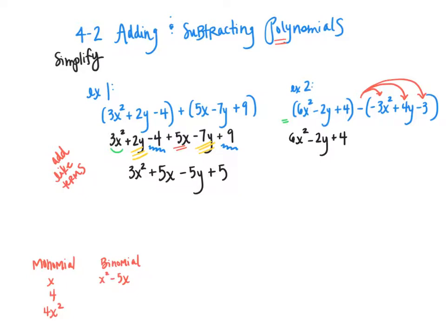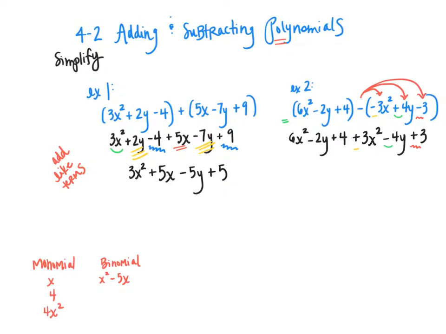So when you subtract a whole quantity, you're really distributing a negative. And so what is the opposite of a negative 3x squared? That's a positive 3x squared. What is the opposite of 4y? That's minus 4y. And what's the opposite of a negative 3? That is plus 3. Notice the signs just changed. Instead of a negative 3x squared, I have a positive 3x squared. Instead of a positive 4y, I have a negative 4y, or minus 4y. And then instead of a minus 3, I have a positive 3. So when you're distributing a negative, those signs are just changing.